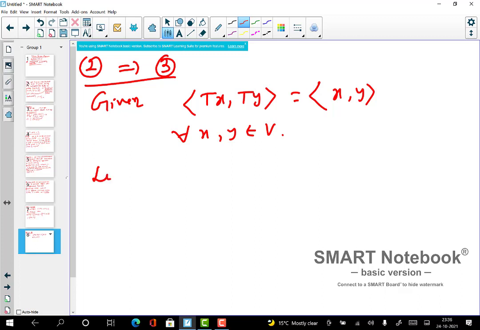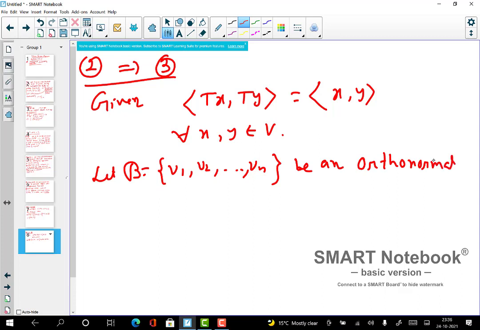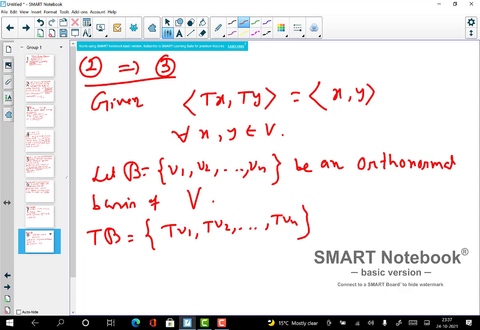So what do we do? Let beta equal to V1, V2, up to Vn, be an orthonormal basis of V. Then I need to show that T of beta is also orthonormal. Now this is an orthonormal basis, which is given to us. Then what will T of beta be? It will be of the form T of V1, T of V2, and so on, T of Vn.